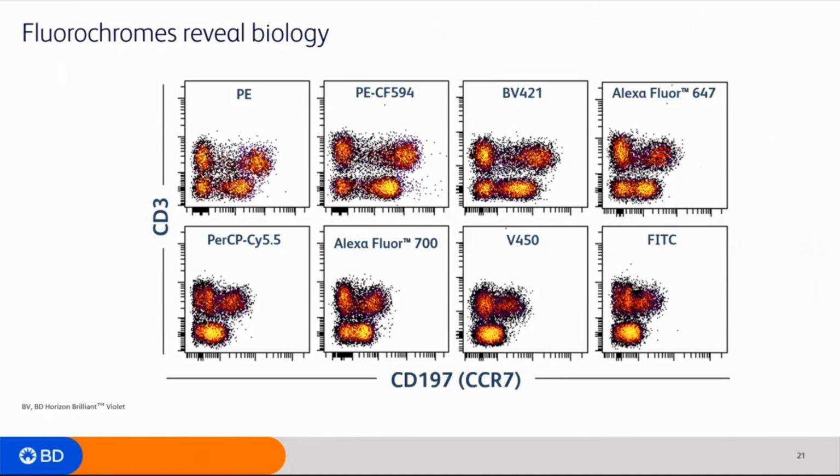So this drives home the point of why knowing antigen density matters. In our example here, CD197 is a low antigen density marker, and that can really influence whether you should pair it with a bright or with a dim fluorochrome to effectively gate on the positive population.